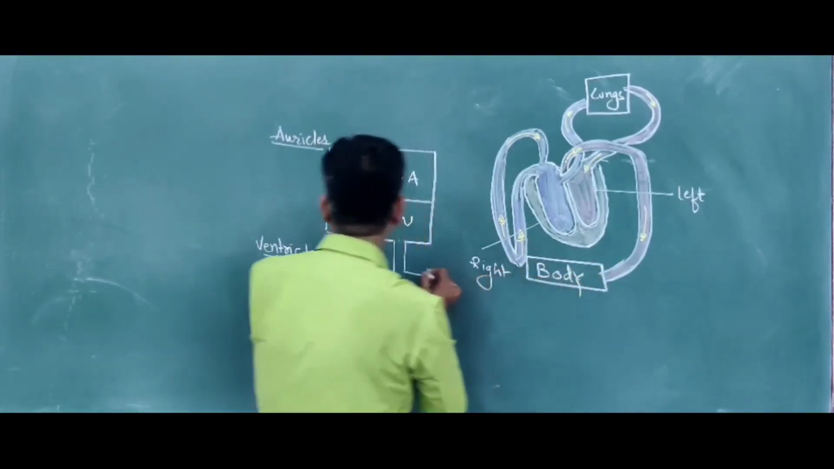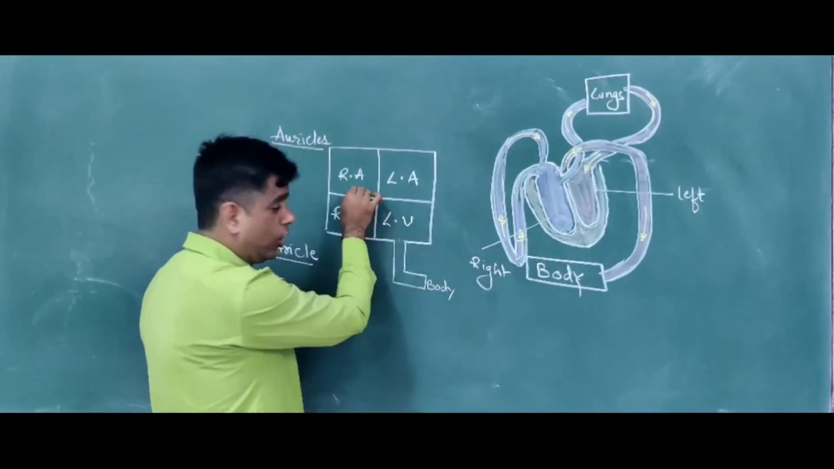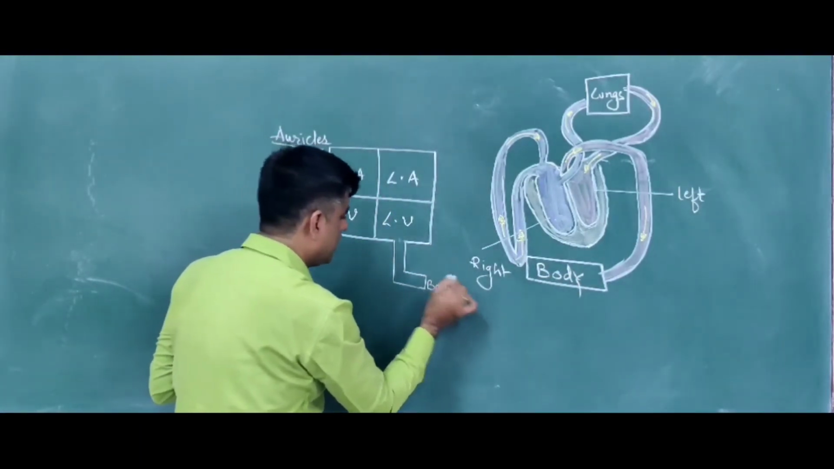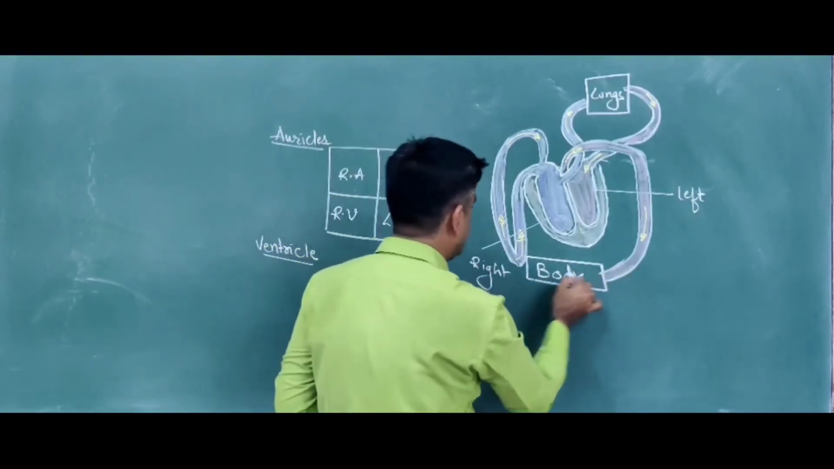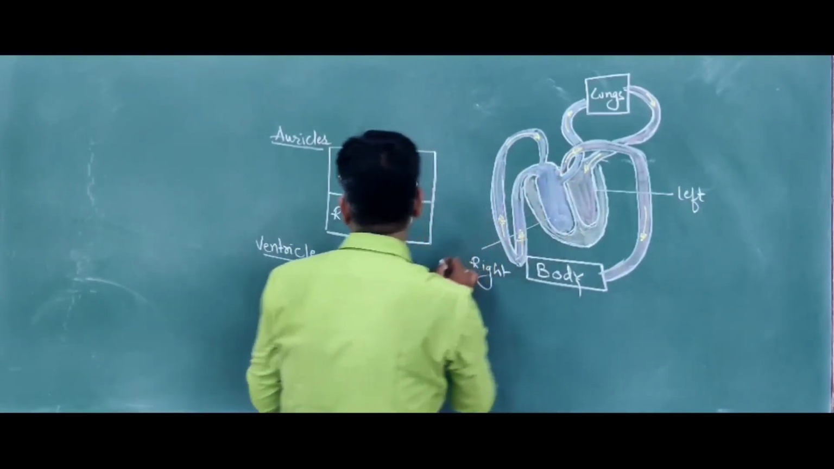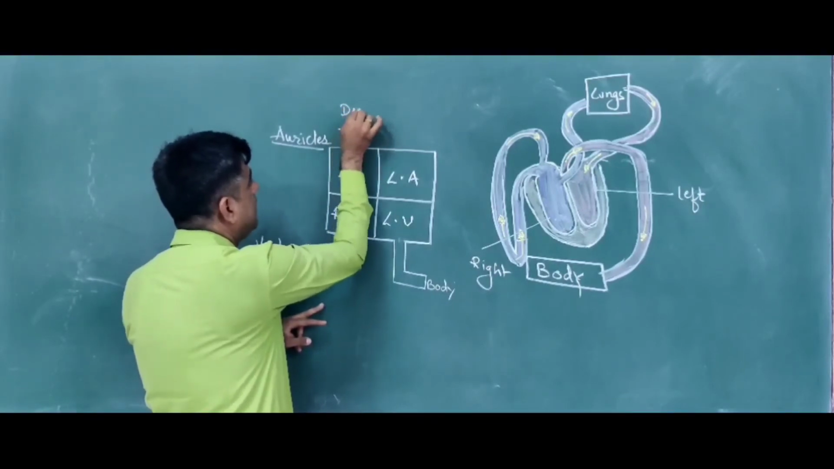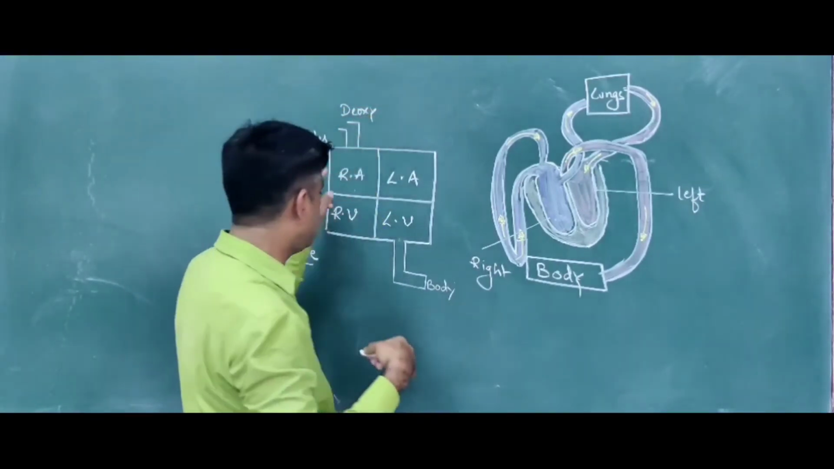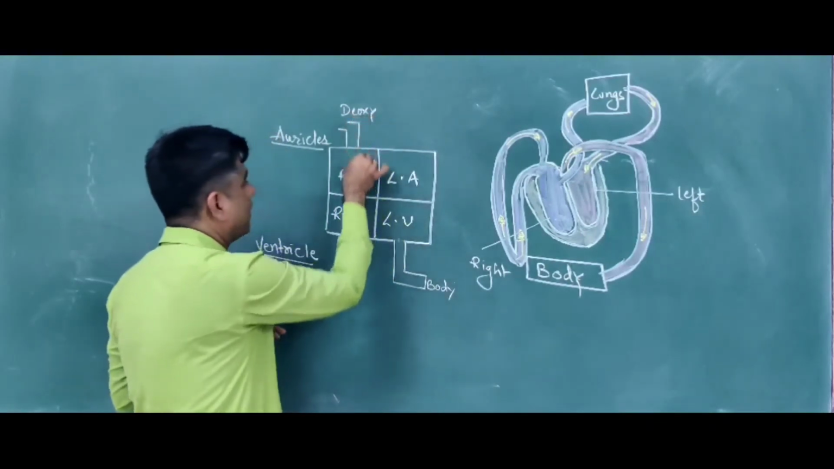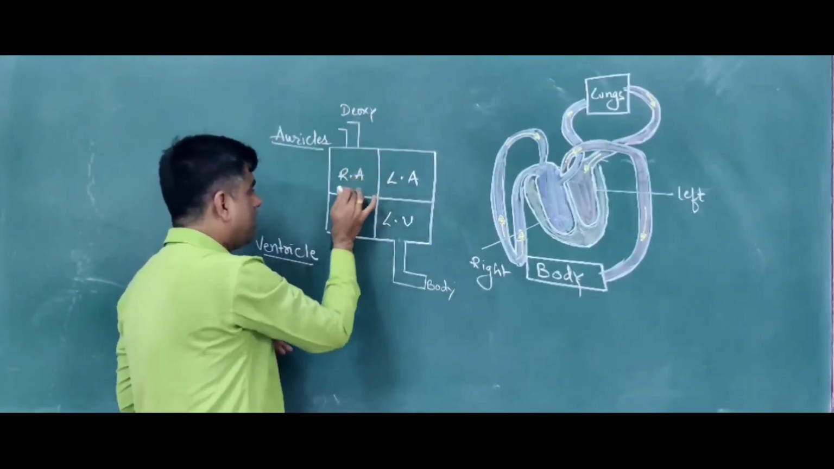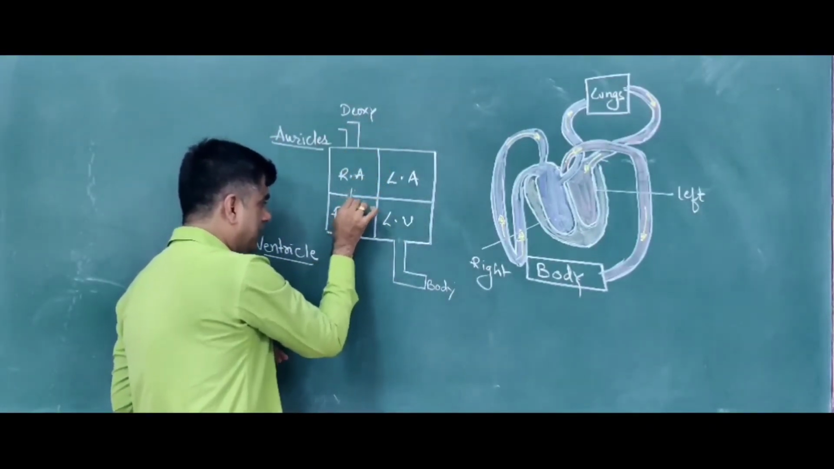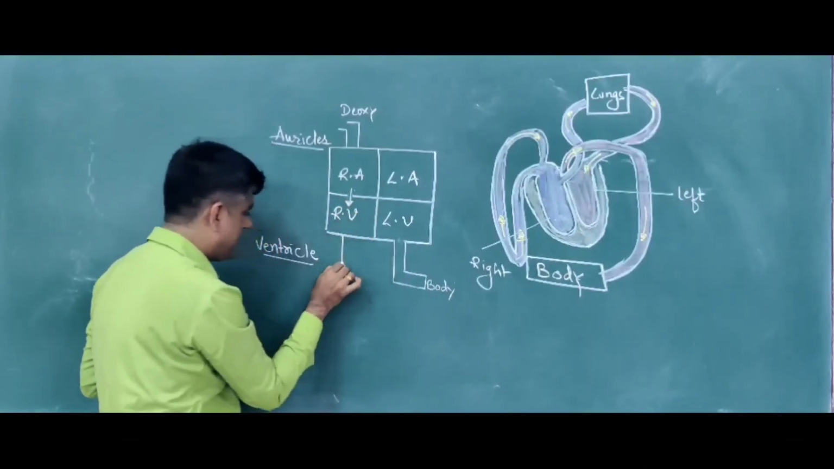And this deoxygenated blood is now going to be carried to your right auricle, right. So, from the body this blood will be carried to your right auricle. Your right auricle is going to receive all the deoxygenated blood. From the right auricle, it will enter into the right ventricle.